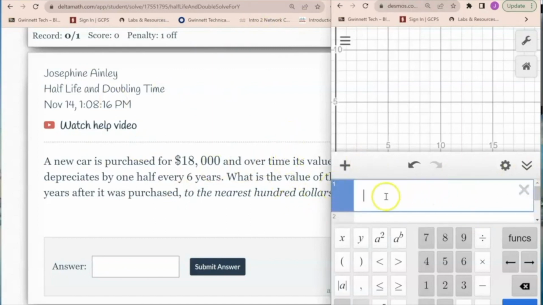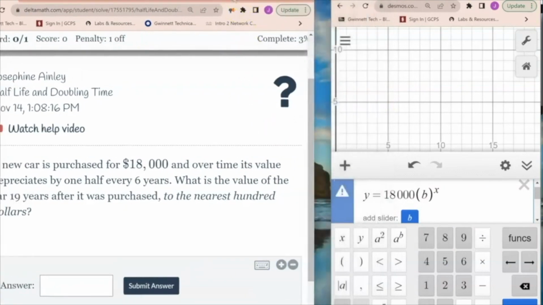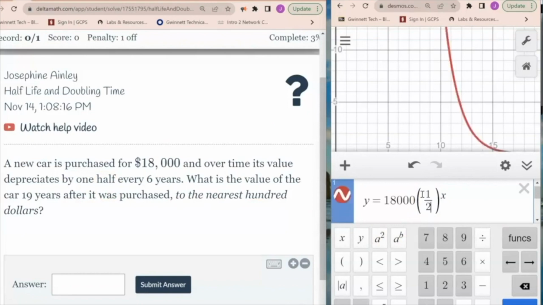All right, so a new car is purchased. I'm going to write my general formula out: y equals a, parentheses, b raised, shift 6, to the x power, so that we are aware of what it is. A new car is purchased. Where does that go? Is that my a, b, or x? That's going to be my a, so that's 18,000. Over time, its value depreciates by 1/2. This is half-life, so b is going to be half. You can write 1 divided by 2, or you can write 0.5. Every 6 years, it depreciates by 1/2.